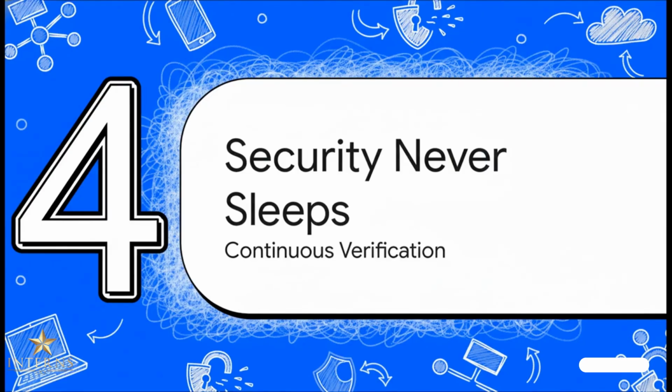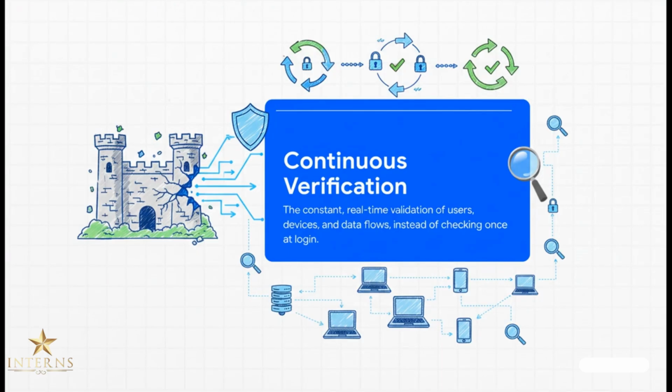But here's the kicker. This isn't a one-and-done check at the front door. The real power, the magic of zero trust, is that it never stops working. It's a system that is always on, always thinking, 24/7. This is something we call continuous verification. Instead of just checking your password once when you log in in the morning, the system is constantly revalidating everything, your identity, your device, your location, all in real time. This is the engine that makes always verify a reality.